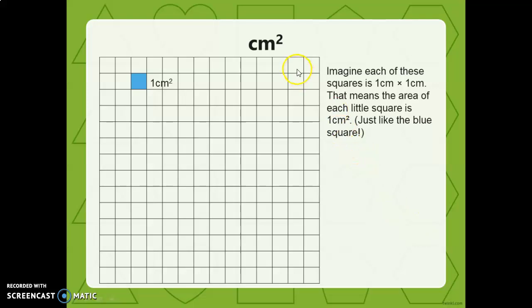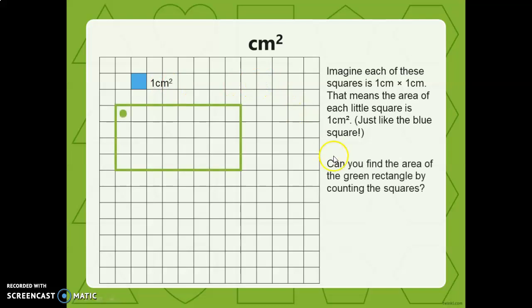Imagine each of these squares is 1 centimeter by 1 centimeter. That means the area of each little square is 1 centimeter squared, just like the blue square. Can you find the area of the green rectangle by counting the squares?